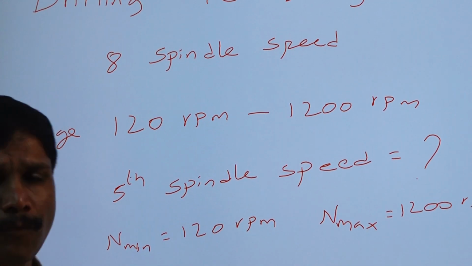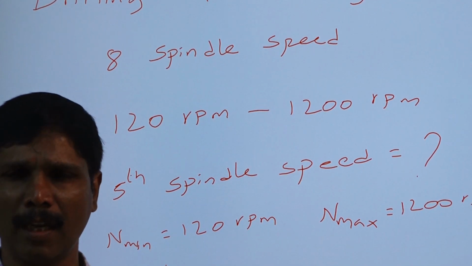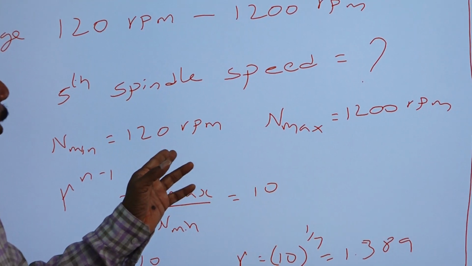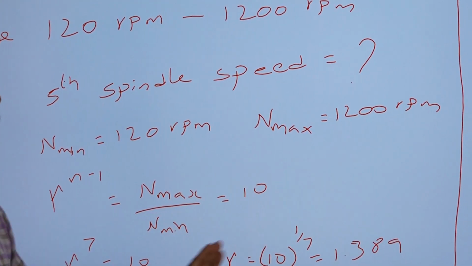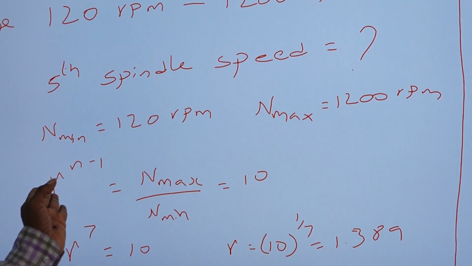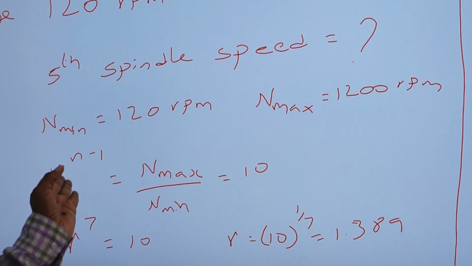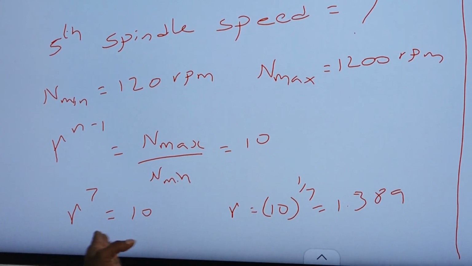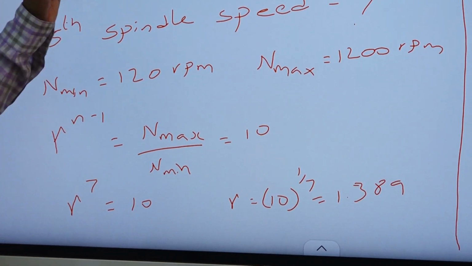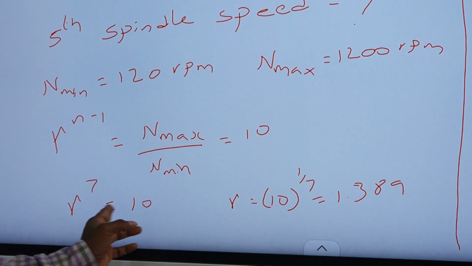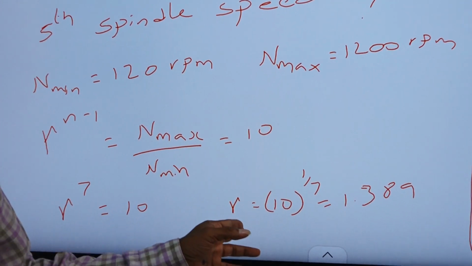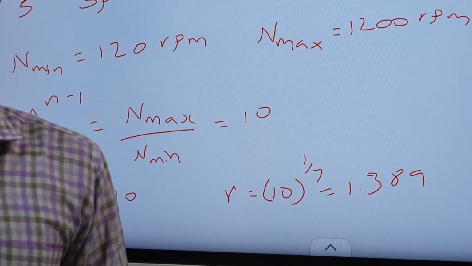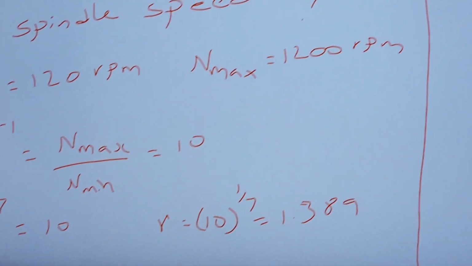They are asking for the 5th spindle speed. So N minimum equal to 120 RPM, N max equal to 1200 RPM. Speed change ratio: R to the power of n minus 1 equals N max by N minimum, that is 10. For 8 spindle speeds, 8 minus 1 is 7, so R to the power of 7 equals 10. So we can get R equal to 1.389.